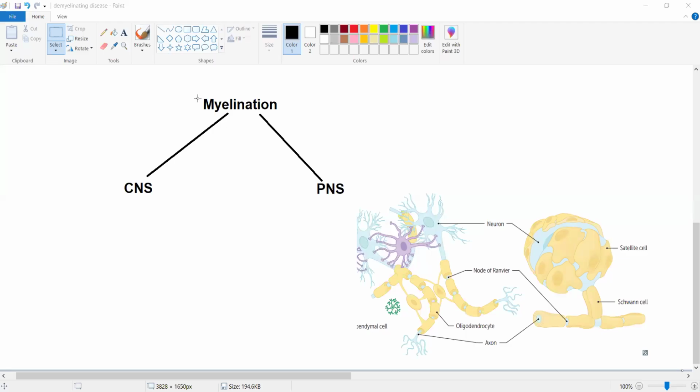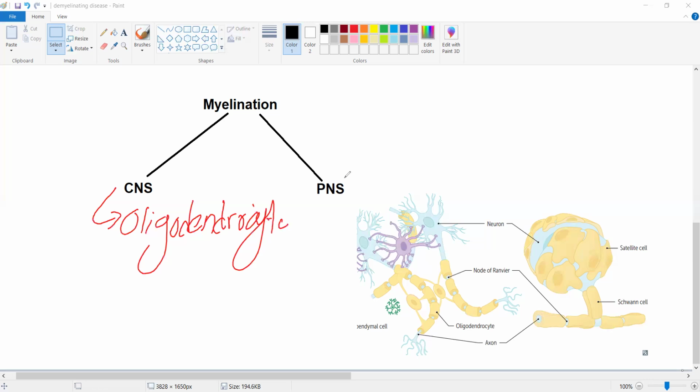Today our topic of discussion is a demyelinating disease. First we discuss myelination and the cells of myelination. Myelination in the CNS takes place through oligodendrocytes, while in the peripheral nervous system it is due to Schwann cells.